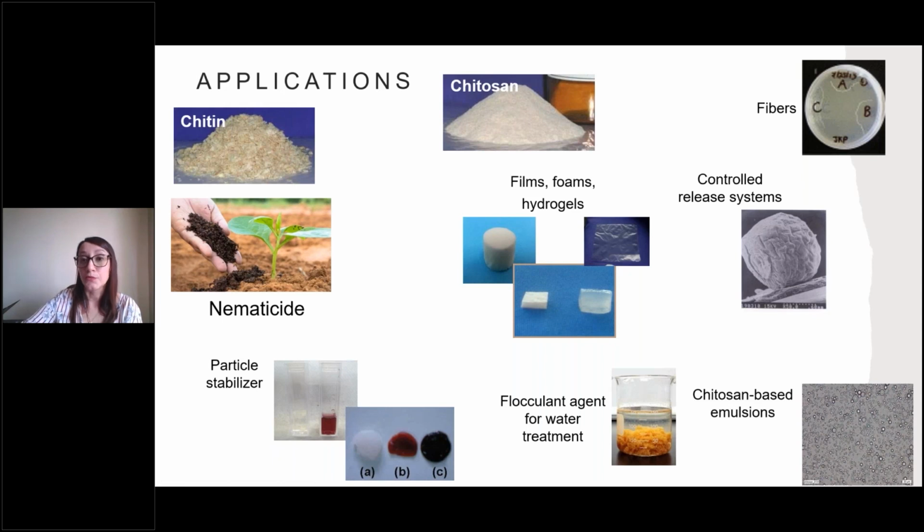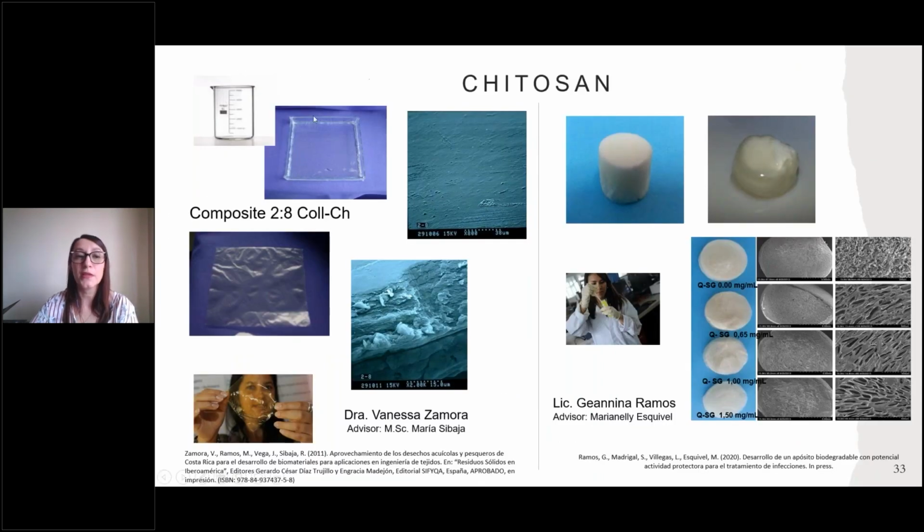Also from chitosan, you can get films or three-dimensional structures. Films can be made by casting. Actually, this is a composite between chitosan and collagen, also extracted in our laboratory. And as you can see, it's a transparent film. Those are some images of the film. And also you can get these three-dimensional structures by lyophilization. In this case, we studied the release of an antibiotic, thinking that this material can be applied on the skin for burns.